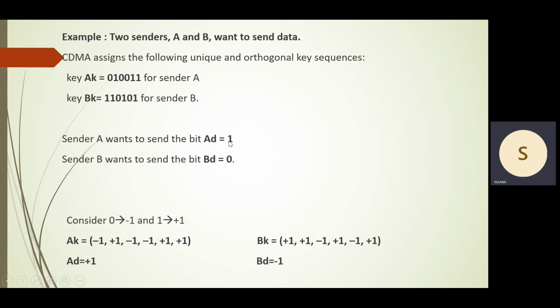Similarly, A's data, which is 1, will be represented as a +1. B's data, which is 0, is represented as a -1, and B's key will be +1, +1, -1, +1, -1, +1. So this is the first step: representing each user's data and key in bipolar notation. That is, zeros are represented as -1 and 1 represented as +1.